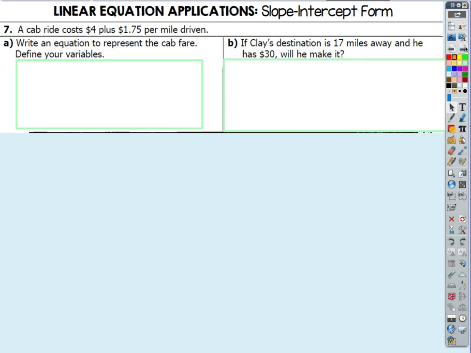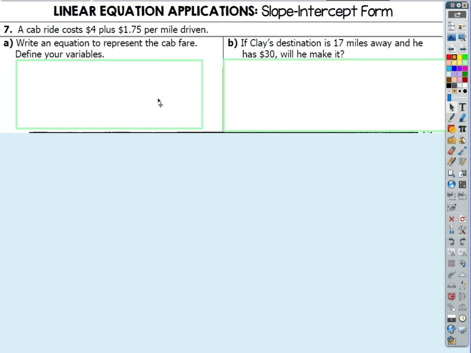So the first thing says, now it says write an equation to represent the cab fare, where we've got to define some variables. So we don't want to get specific yet. We just want to write some linear equation that's going to represent our overall cab fare. Okay. Now, when you get these assignments in Moodle, I'm going to tell you what I want the variables to be, so you're all on the same page. But here we'd have a little bit of freedom to define the variables as we want them to be. What are the variables going to be?